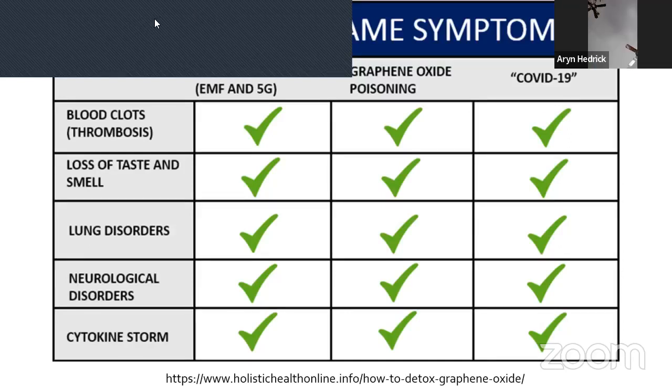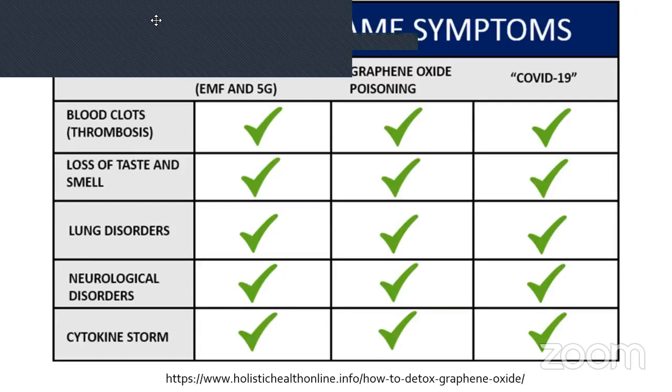And I thought this was a great chart. It's showing that these have the same symptoms. So radiation sickness, graphene oxide, and COVID-19 all cause blood clots. They all cause the loss of taste and smell. They all cause lung disorders. They all cause neurological disorders. And they can all cause a cytokine storm. And this is from Holistic Health Online.